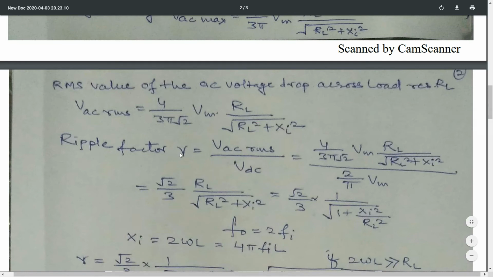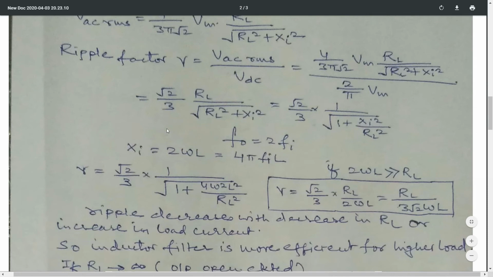Ripple factor then will be equal to VAC RMS upon VDC, which is equal to 4 by 3 pi root 2 Vm RL upon square root RL square plus Xi square upon 2 by pi Vm, VDC equal to 2 by pi Vm, which is further equal to root 2 by 3 RL upon square root RL square plus Xi square, which is equal to root 2 by 3 1 upon square root 1 plus Xi square upon RL square.